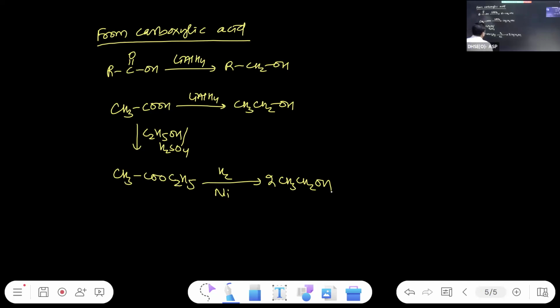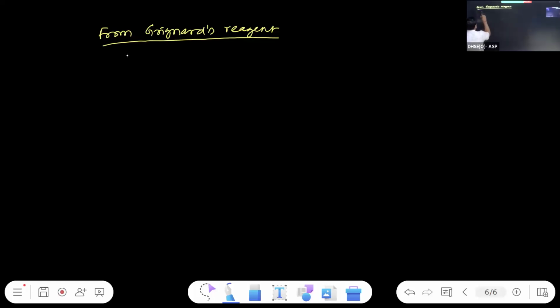Okay. Next is from Grignard's reagent. We know Grignard's reagent is alkyl magnesium halide or aryl magnesium halide. Again repeating, Grignard's reagent is alkyl magnesium halide or aryl magnesium halide.